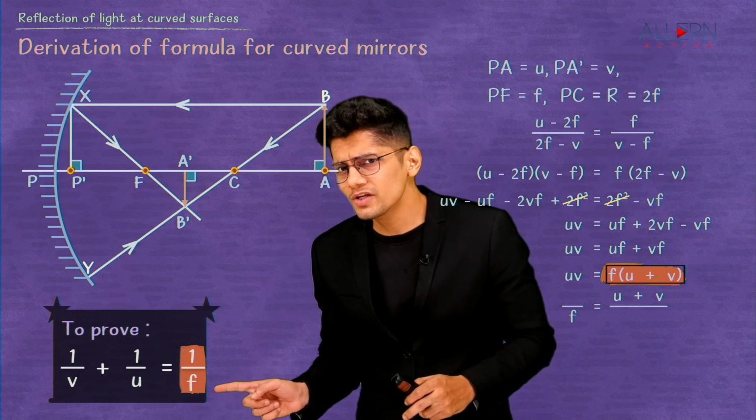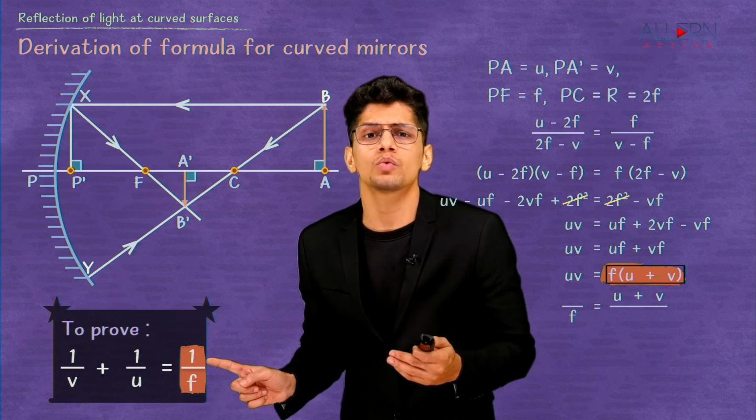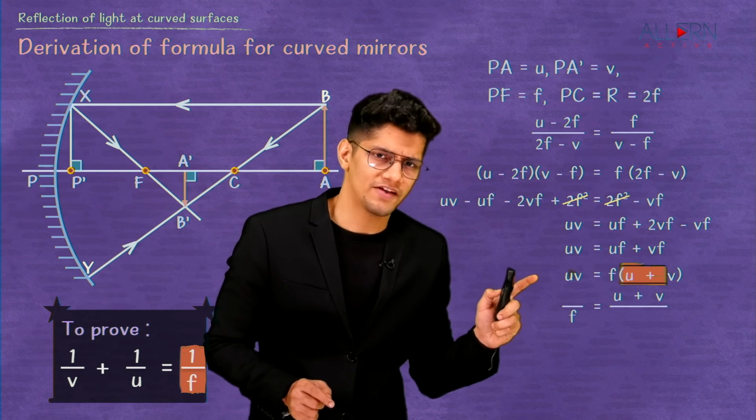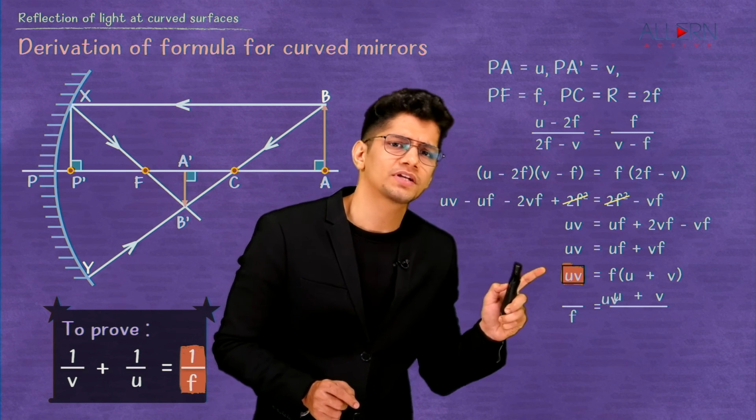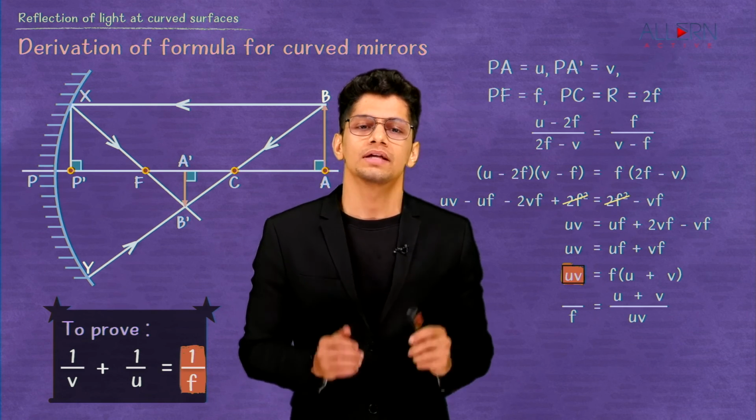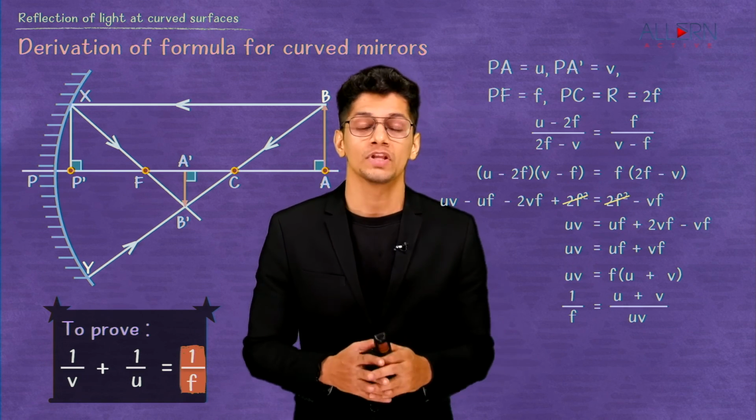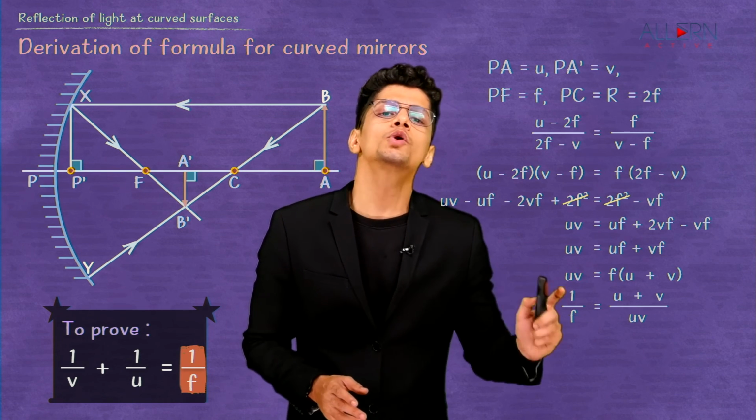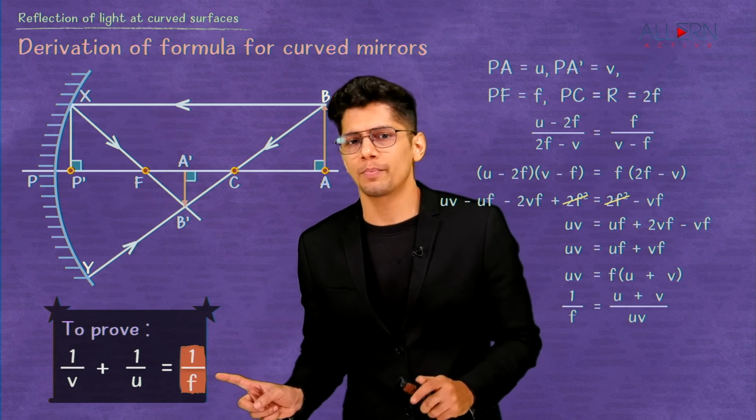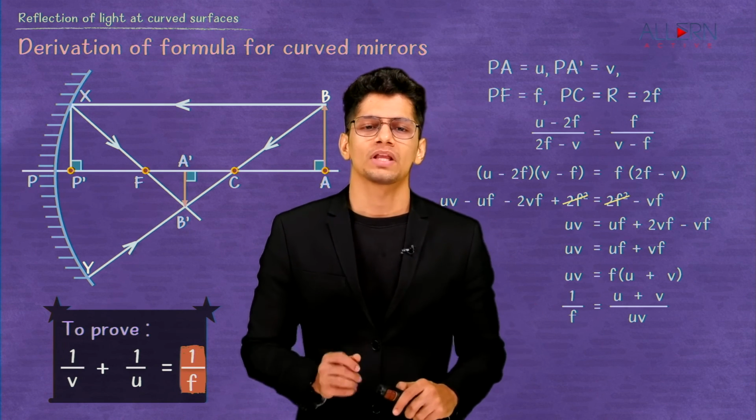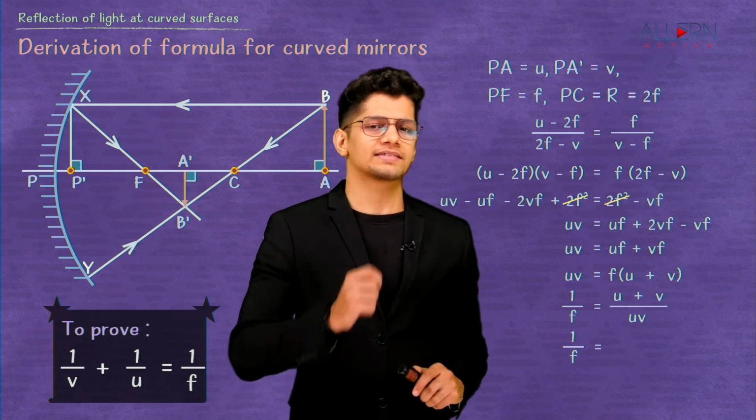Now what do we want in the numerator? We want nothing. We want 1, right? So we have uv on the left hand side. So uv will shift to the right hand side in the denominator. Then what remains is nothing but 1. So we have 1 upon f is equal to (u plus v) upon uv. So we get 1 upon f, we have 1 upon f, right? Now we write 1 upon f as it is.